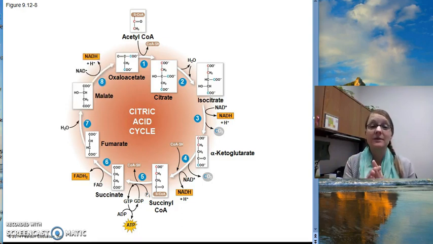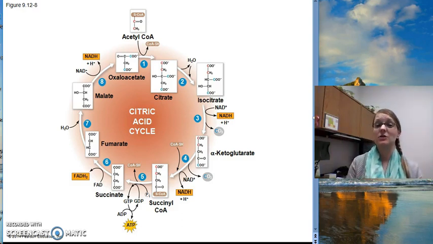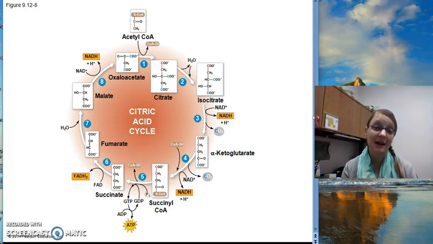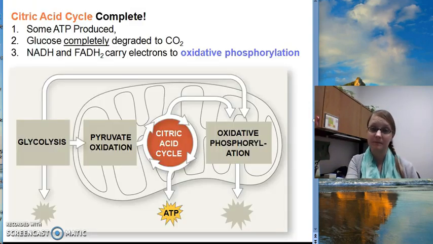We're just going to rearrange the molecule. We're going to donate some of those electrons to FADH2. We're going to donate some of them to NADH. And at the very end, we're going to end up regenerating that 4 carbon oxaloacetate molecule so that we can take yet another swing around the block. One more loop around the citric acid cycle with another acetyl-CoA molecule coming in.